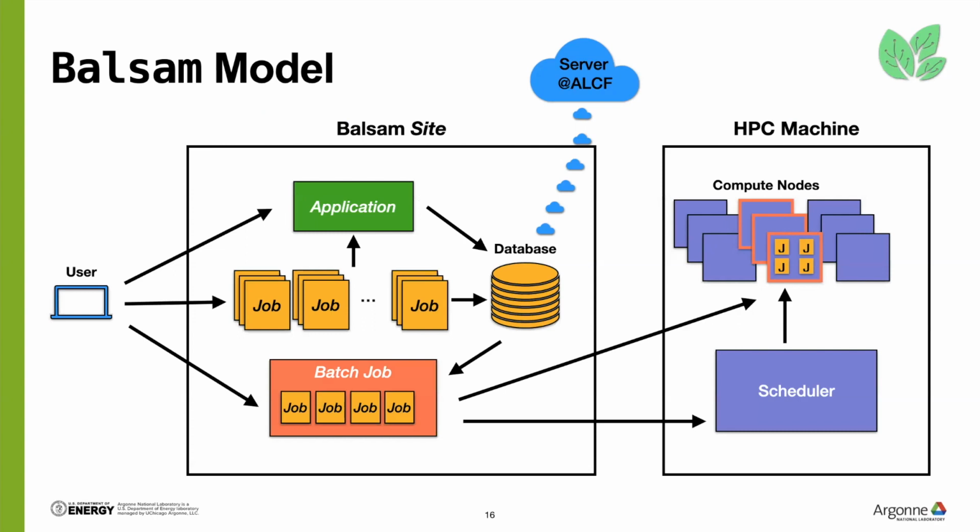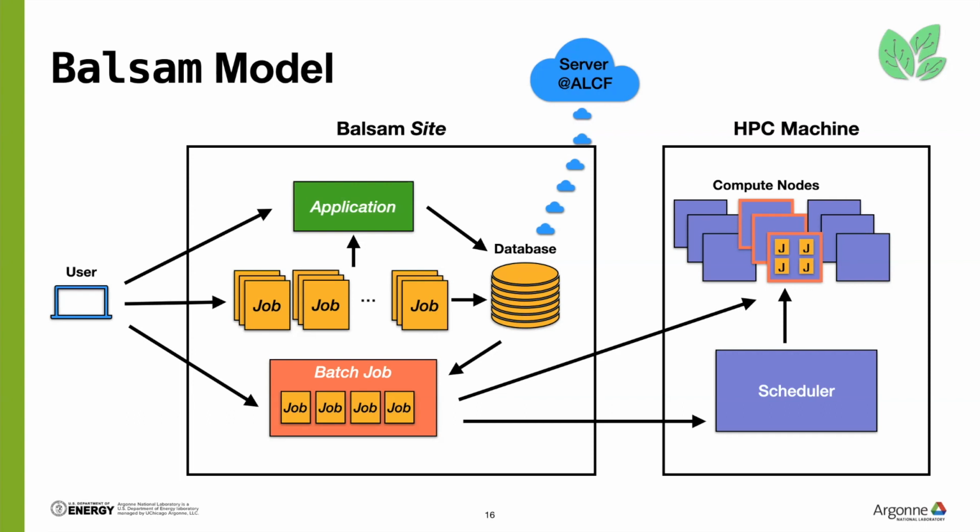So the schematic of the model is that you have a user on a laptop. They will create what's called a Balsam site, and we'll show you how to do that in a second. But basically, that's the workspace for your workflow that has a representation on the file system on the machine, but also exists in the cloud on the ALCF server as well. The user will create applications and jobs in the Balsam site by either running Python scripts or through the command line interface. These applications and jobs are stored in a database.